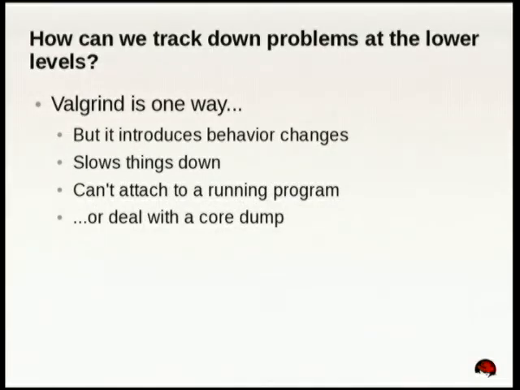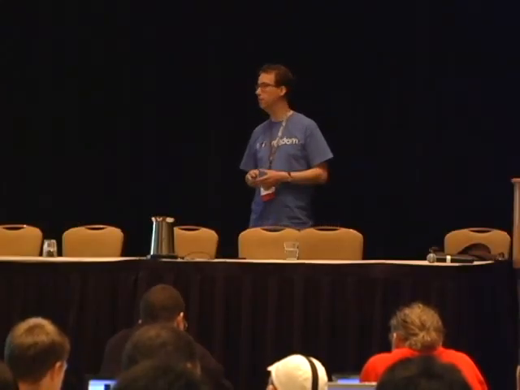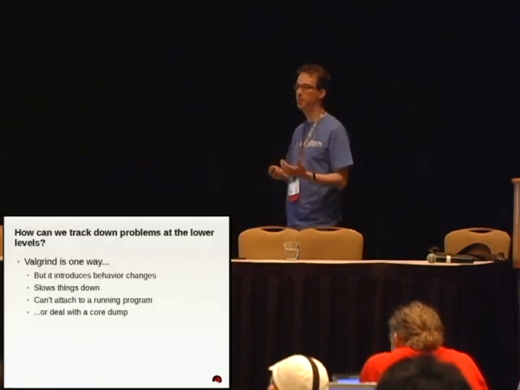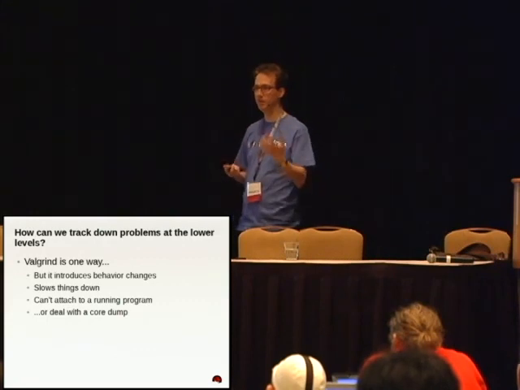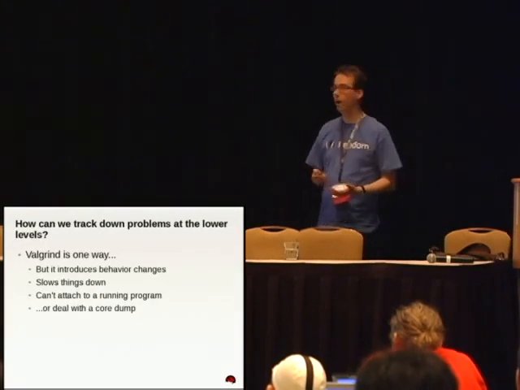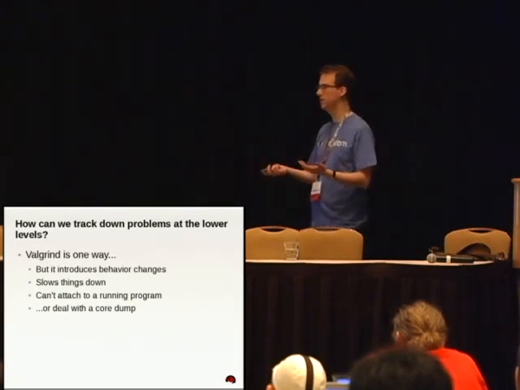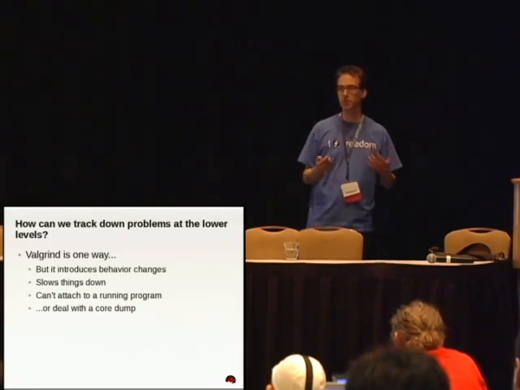So how do we track down problems when we go down to this layer? Well, Valgrind and similar solutions on non-Linux systems is one way. It's a processor simulator that tracks all memory usage in the simulated process. But it changes the behavior of your program, and it's slow. Well, it's slower than running on the CPU. And you can't attach it to a running program.